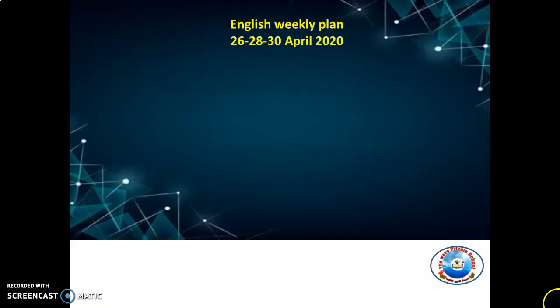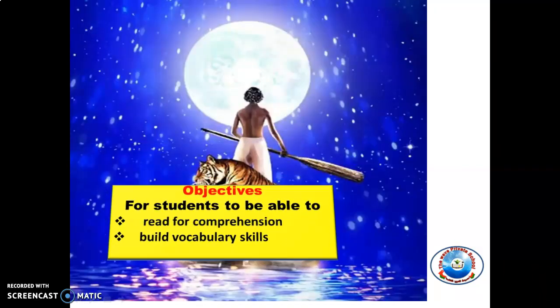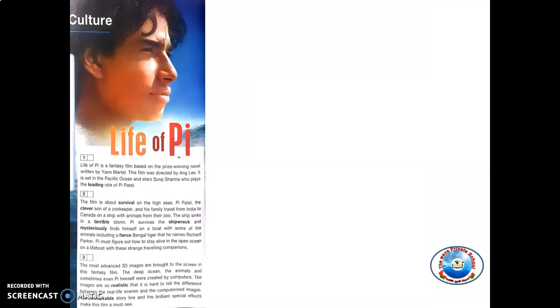And for our weekly plan, we have only 3 days starting this week, from 26, 28, and 30 of April, and these are the homework. And on 30th April, the homework is 5 pages because it takes one reading text comprehension for the 5 pages. So our objective is for students to be able to read for comprehension and build vocabulary skills.